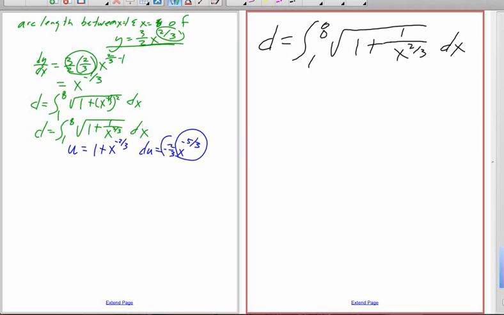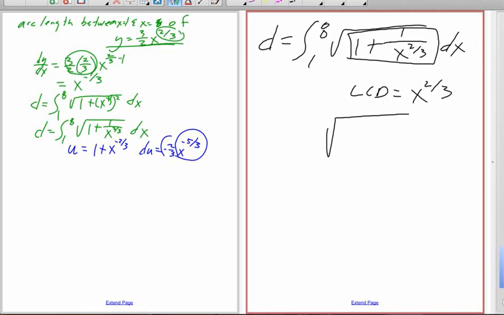So now I'm just going to concentrate on this part of it right here. So my least common denominator is going to be x to the 2/3. So I'm going to end up with a square root, and I'm going to have an x to the 2/3 below it. And then that is going to give me x to the 2/3 plus 1.